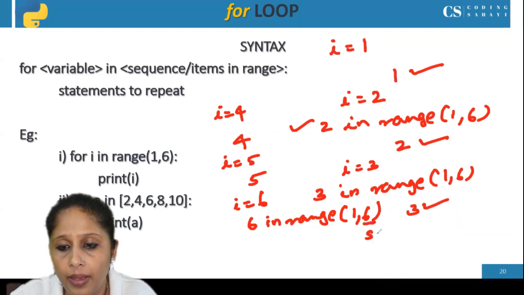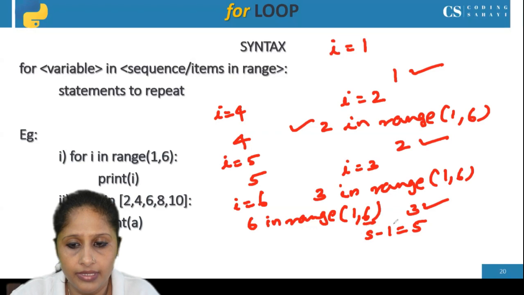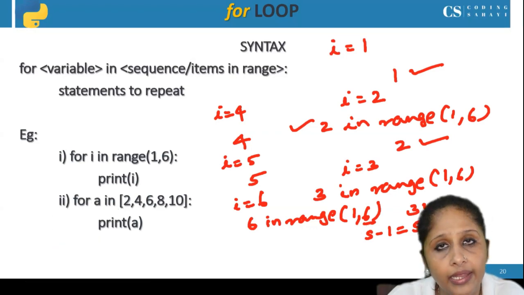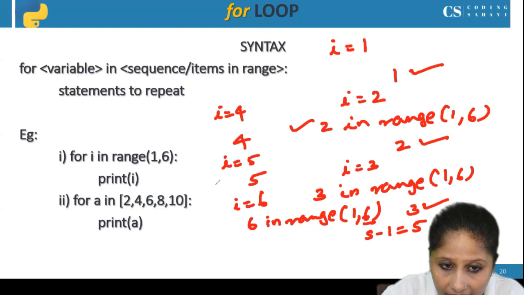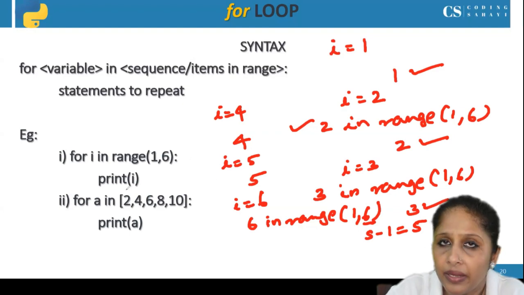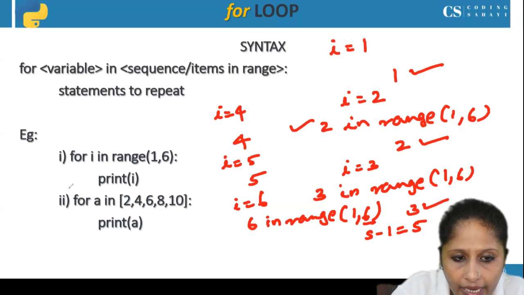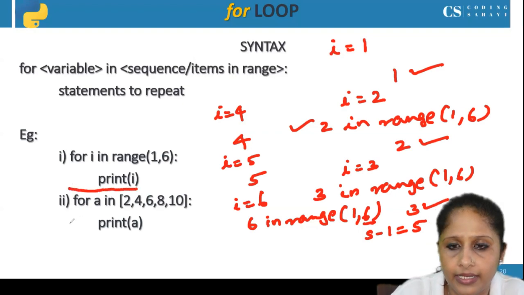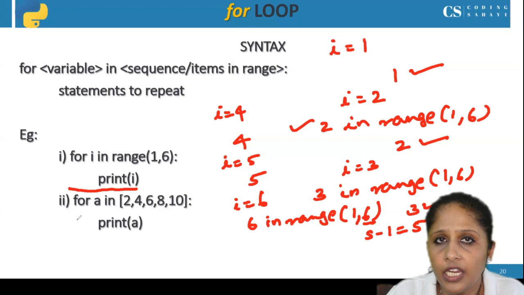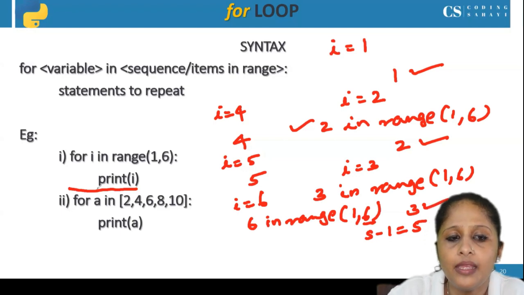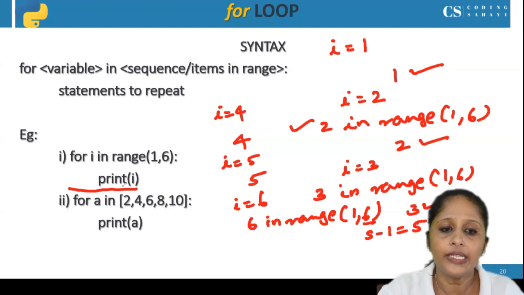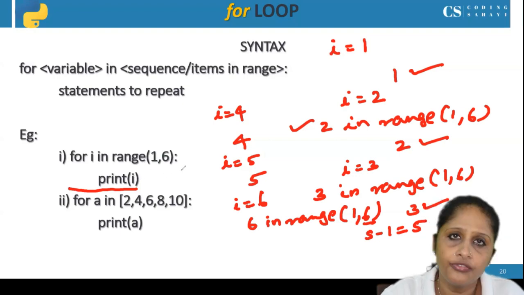That means stop minus 1, it is 5. Whether 6 is in range of 1 and 5? No. So it is not satisfying. So at that time it will come out of the loop. This print statement will not be executed. If any line is there after this for loop, that will be executed. So this is the working of a for loop. Actually this program is to print the natural numbers between 1 and 6. So this is the first way of writing a for loop.